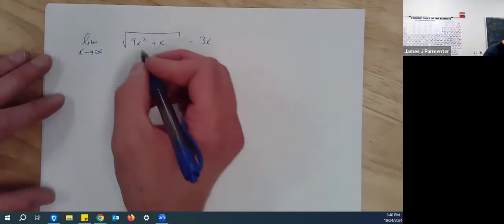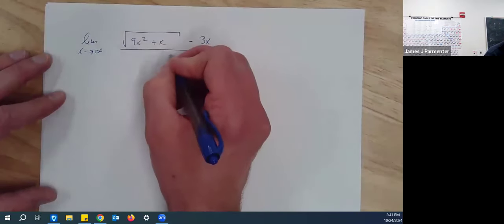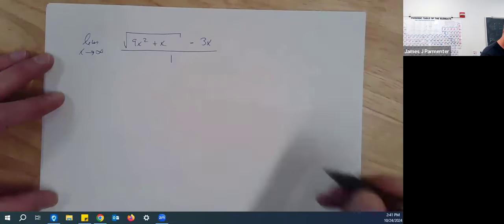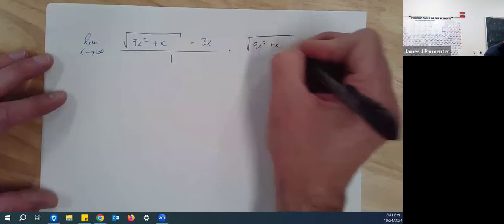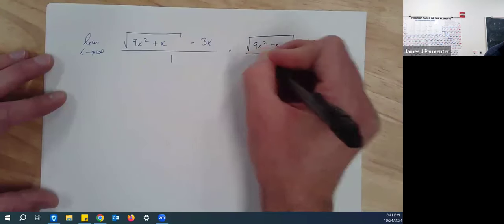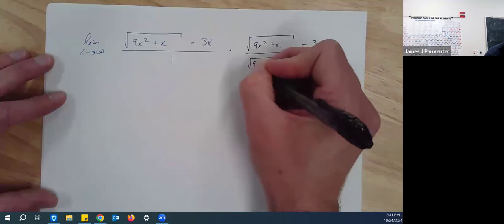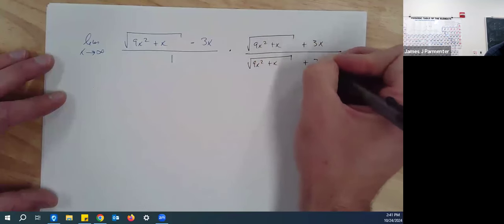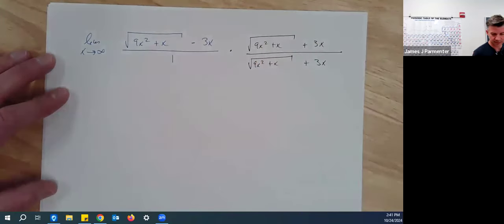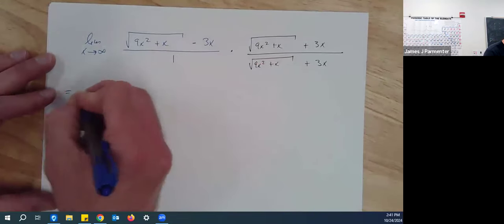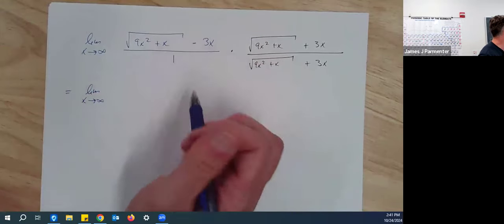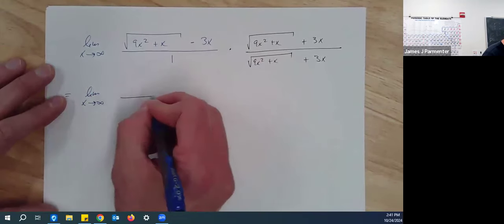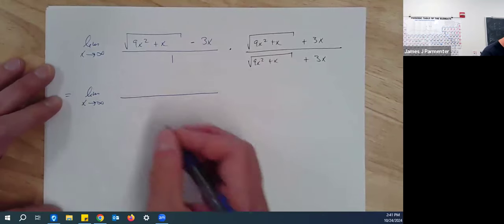I would probably take the additional step of making this a fraction divided by 1, and then multiplying by the square root of 9x squared plus x plus 3x over the same thing. Yeah, this one's real fun. So let's do it. The limit as x goes to infinity. I want you all to multiply off the top. I'll write down the bottom. Everyone should multiply off the top right now.